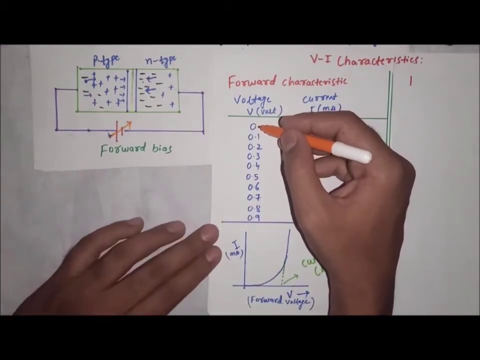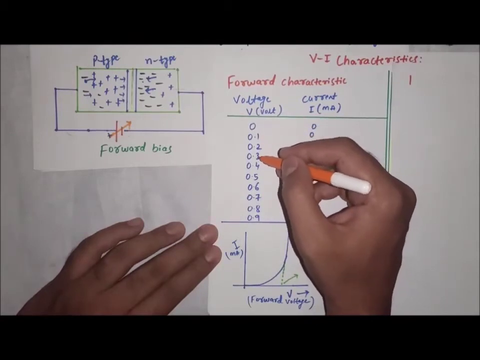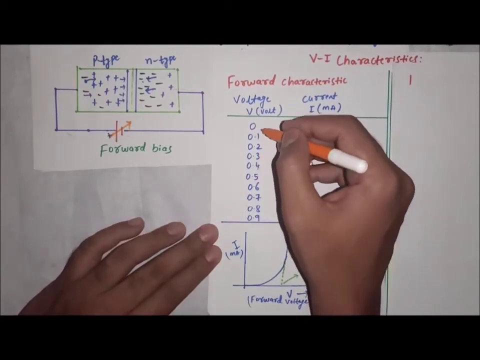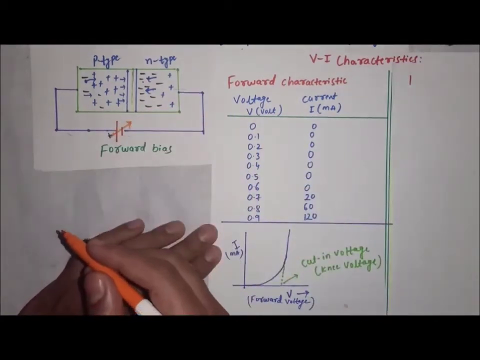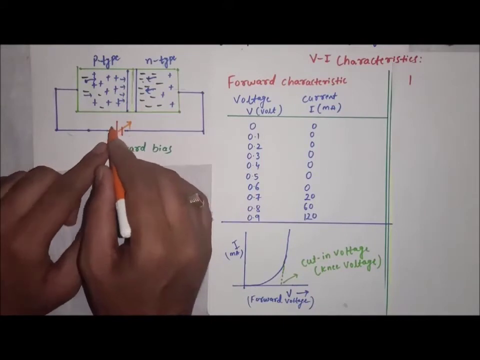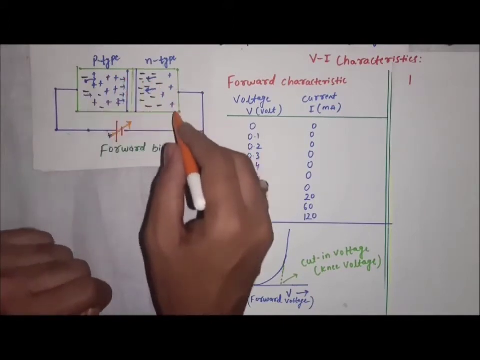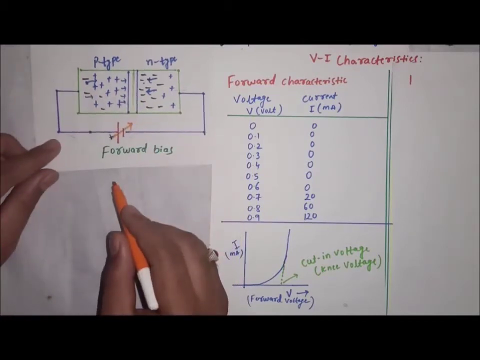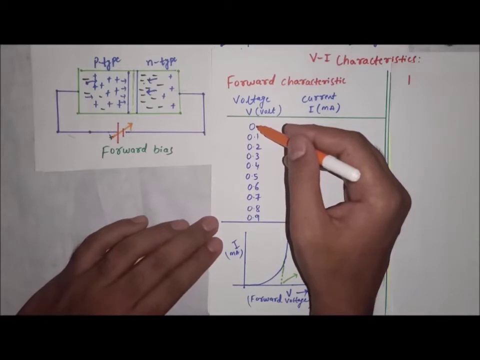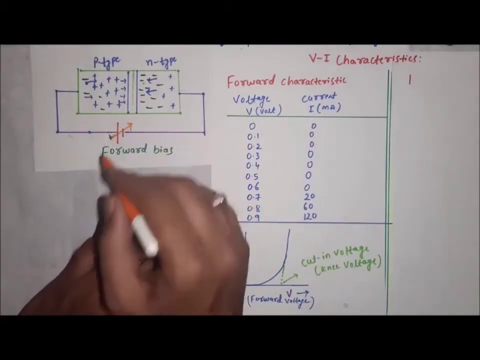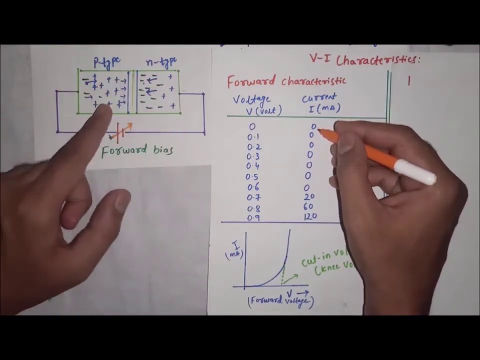So in the beginning you can make it 0 volt and increase it 0.1, 0.2, 0.3, 0.4, 0.5. You keep on increasing the voltage. It is possible. Now as the voltage increases, let us study how the current varies in the diode. Now when the voltage given to the diode is 0 volt, there is no voltage given, then you will get zero current. There is no current.